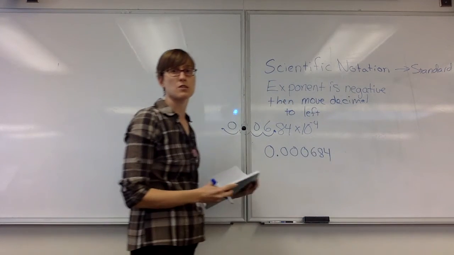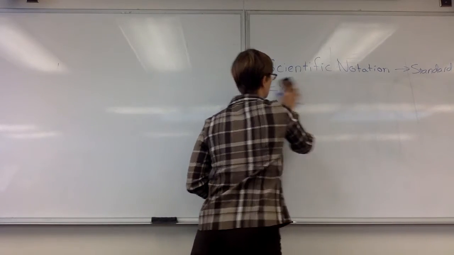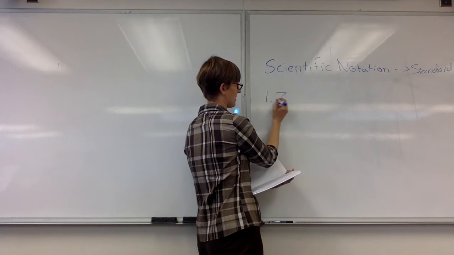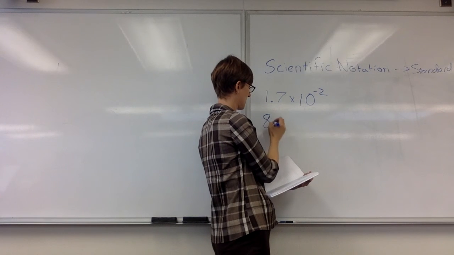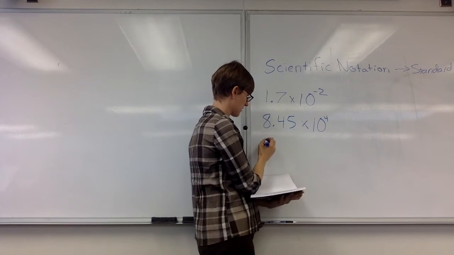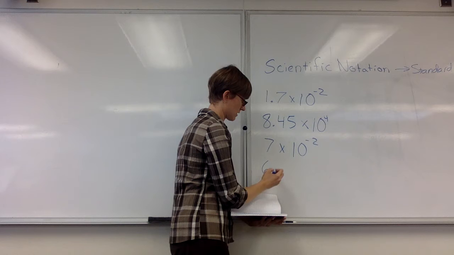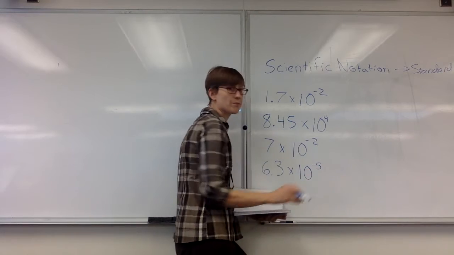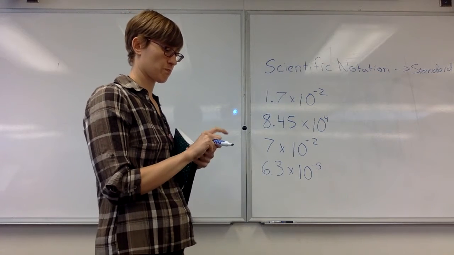Okay, standard notation is the way that you normally write out a number. So we're going to try a couple here. 1.7 times 10 to the negative second. 8.45 times 10 to the fourth. 7 times 10 to the negative second. And 6.3 times 10 to the negative fifth. Okay, take a minute and try. I will explain them to you when you're done.